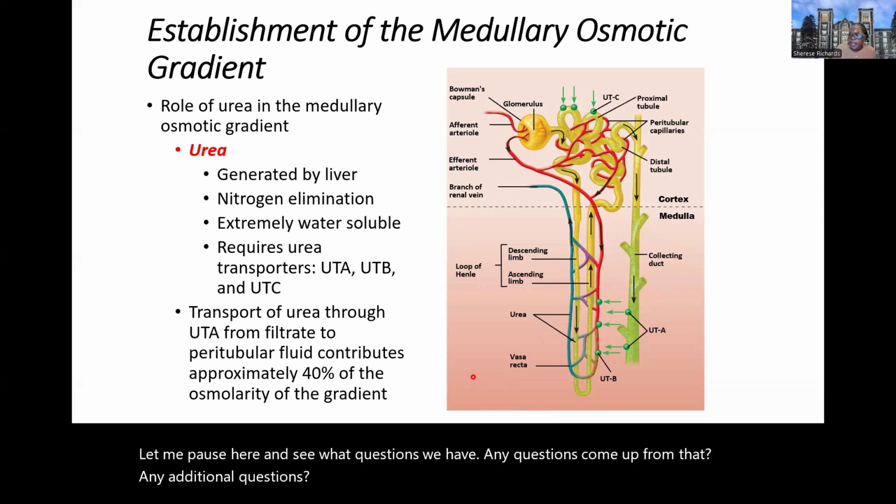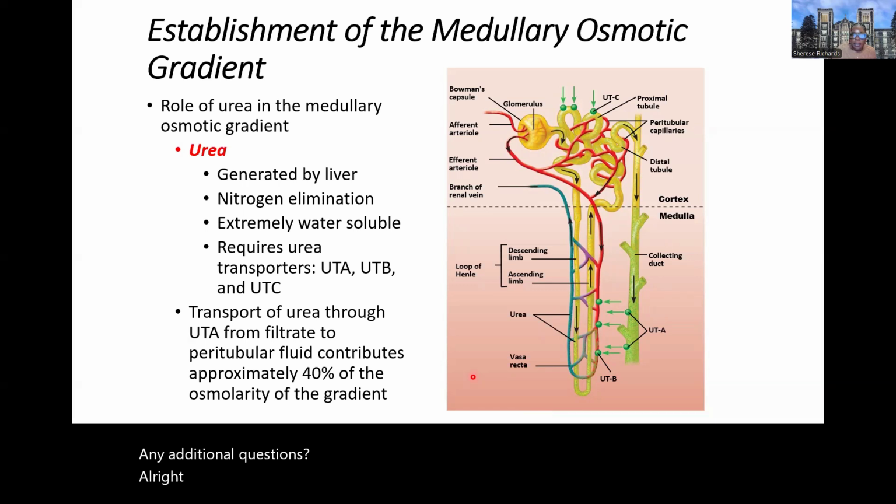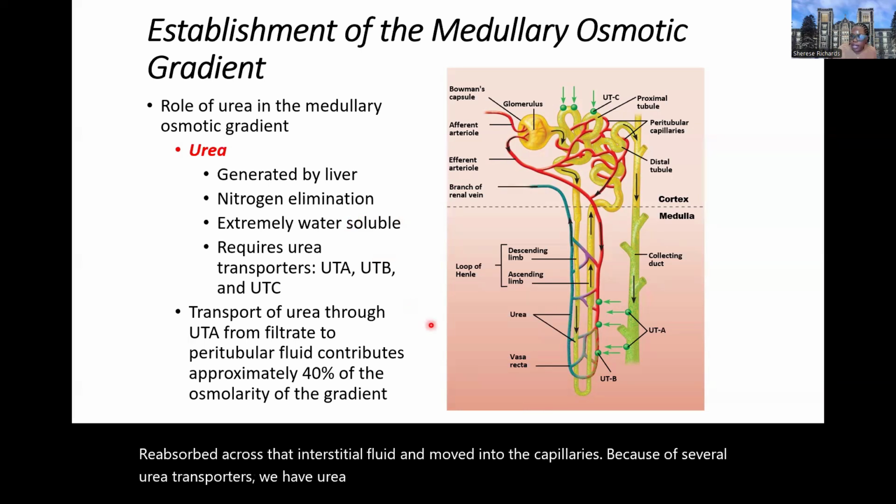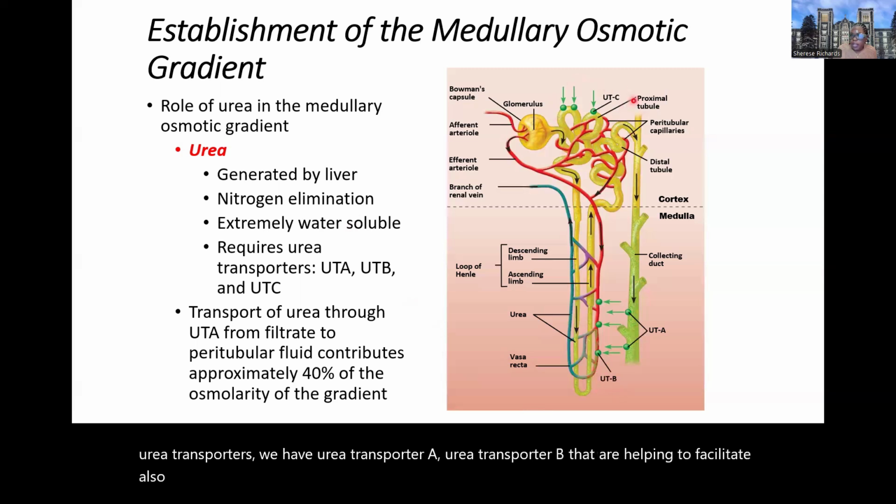All right. Now, urea is also playing a big part in creating that gradient. Urea is also going to be reabsorbed across the interstitial fluid and moved into the capillaries because of several urea transporters. We have urea transporter A, urea transporter B, and also urea transporter C, that are helping to facilitate the movement of urea from the tubule and reabsorbing it back into the blood.